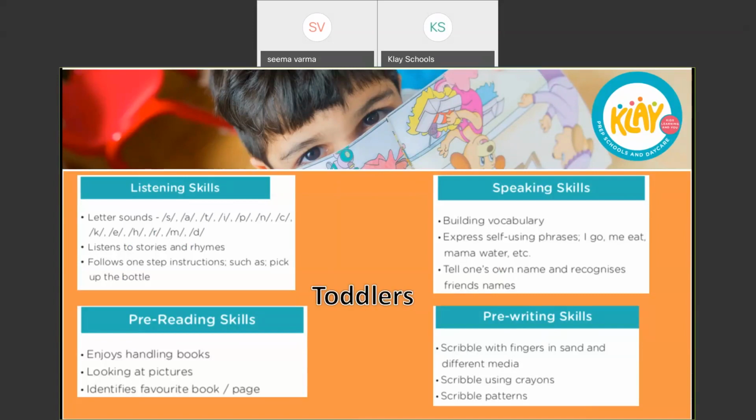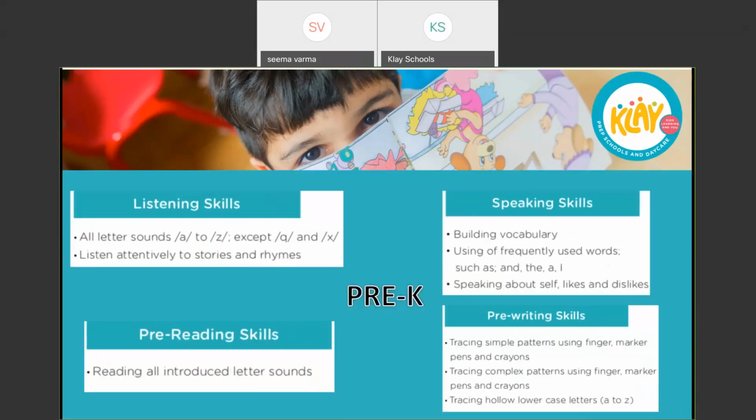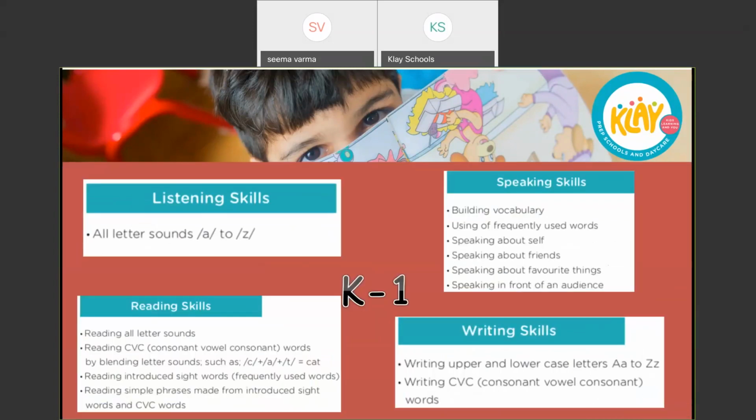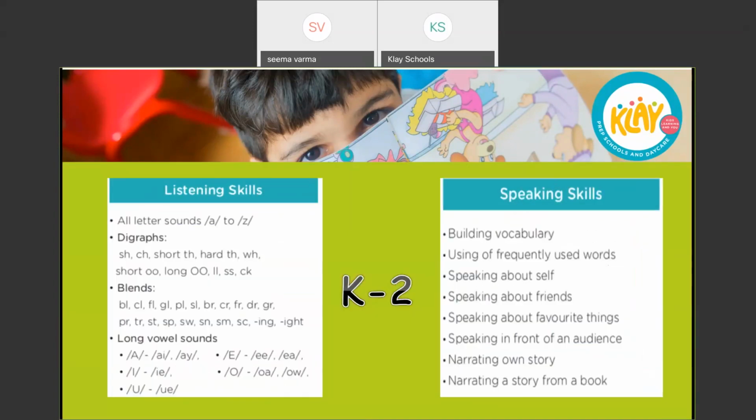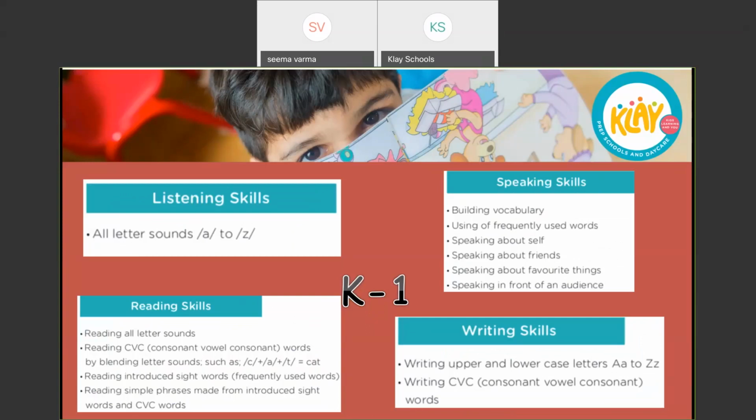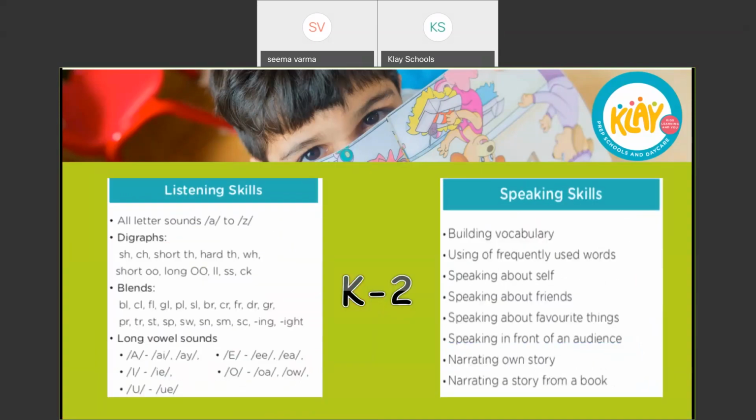So the next few slides are very progressive, which talks about the toddlers, talks about pre-K, and the K1 and K2. But essentially, I would really want to focus on the K1 and K2 and then go back to how whatever children are doing in K1, how the language and literacy program that we have at KLAY is really supporting children to reach this level.